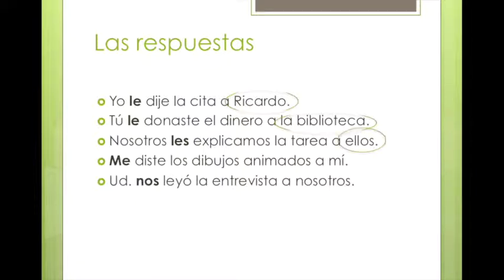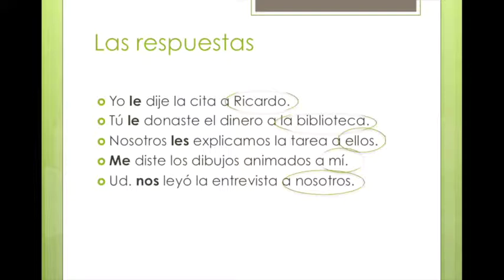Me diste los dibujos animados a mí. You gave me the cartoons. And in this sentence, the a mí is not really necessary, because if I just say me diste, it means you gave me. Putting a mí at the end puts emphasis that you gave them to me as opposed to somebody else. And finally, usted nos leyó la entrevista. You, sir or ma'am, read to us the interview, referring to a nosotros.